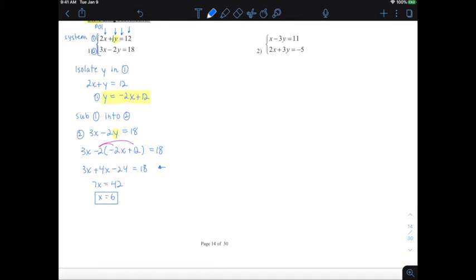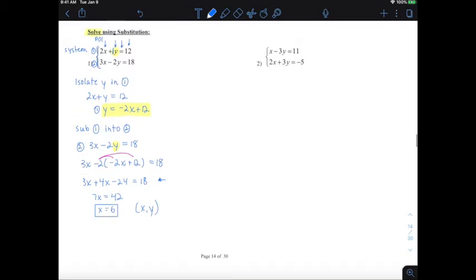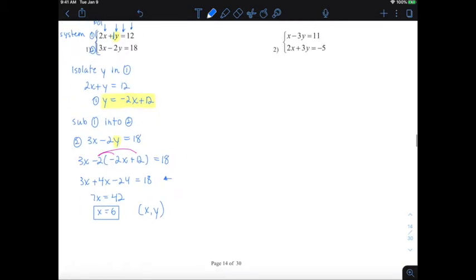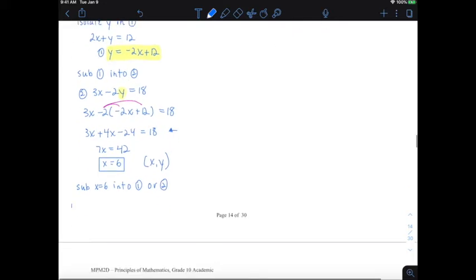Because a point is supposed to have coordinates x, y. So how do I go about finding the y value of the point of intersection? Well, I can just sub x equals 6 into either 1 or 2. I can just pick one. So, might as well just sub it into equation 1.